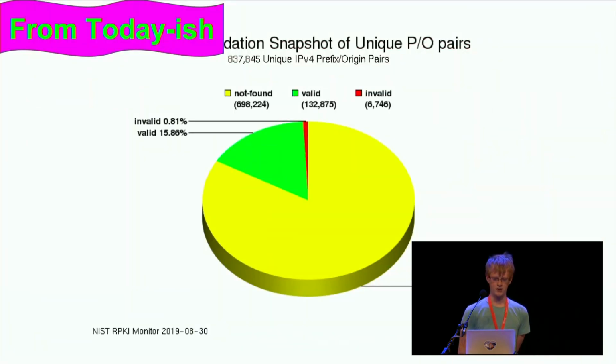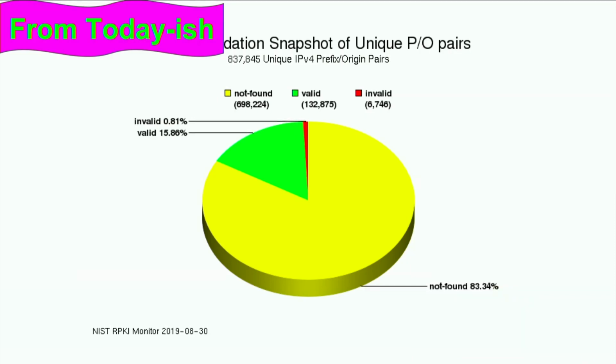So this is what the pie chart looks like today. We've almost doubled the pie chart's size. The invalid part has stayed roughly the same; it's only moved by 0.2%.